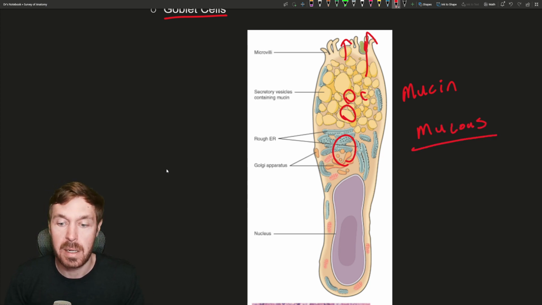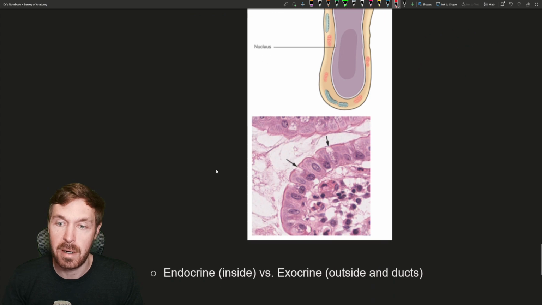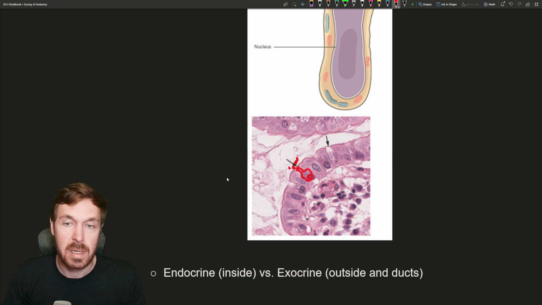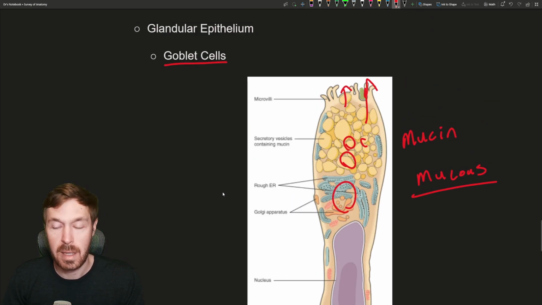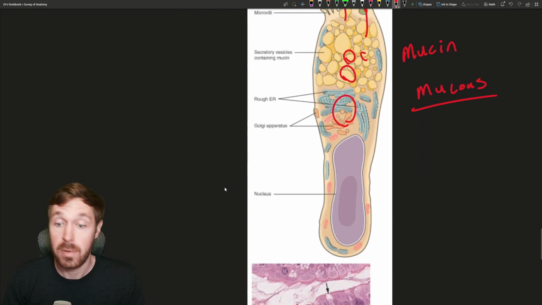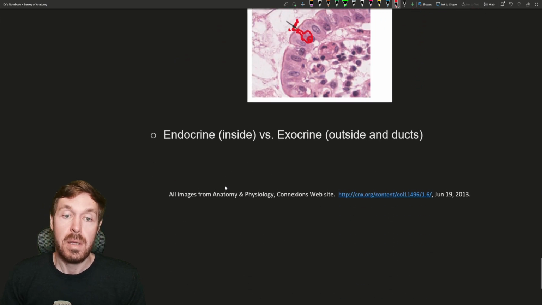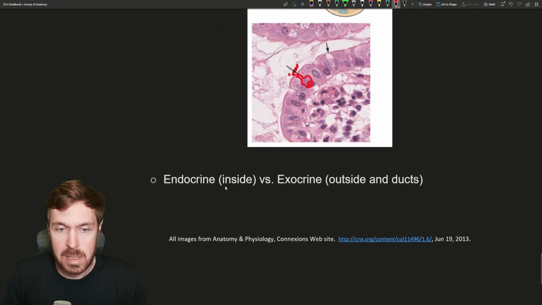Mucus is a lubricating, thick substance. So here we can see there's a nucleus, these little goblet cells that are then secreting mucus out into these areas. So really cool cells, these mucus-secreting cells right here, found in a lot of epithelial linings for our mucous membranes.